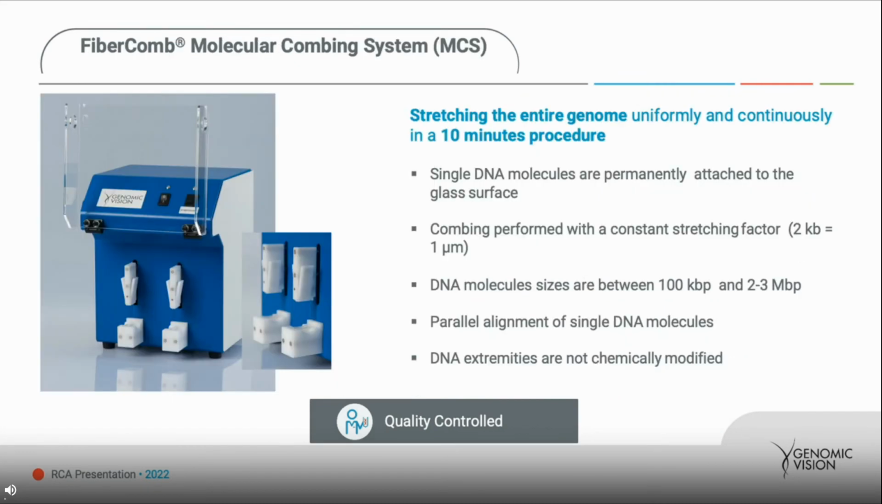For the combing of the DNA onto the cover slip, like I mentioned, we have our FiberComb molecular combing system. This system allows the stretching of the entire genome uniformly and continuously in a 10-minute procedure. The advantage of this system is that DNA molecule sizes are between 100 kb and 2 to 3 megabases, which is very long for DNA fibers. But it's mainly the fact that it allows parallel alignment of single DNA molecules due to the constant stretching factor. And DNA extremities are not chemically modified.